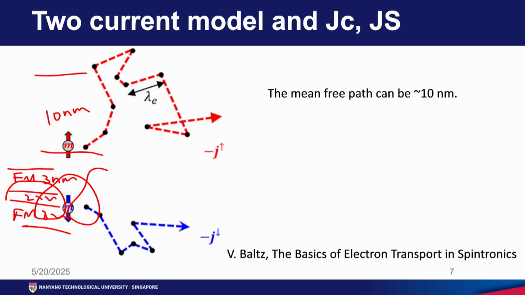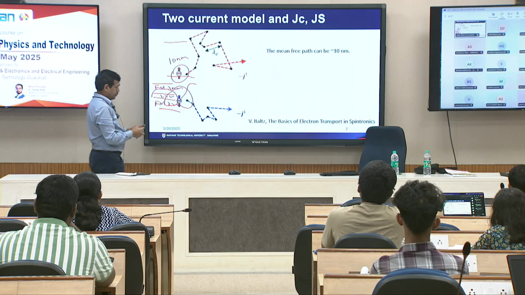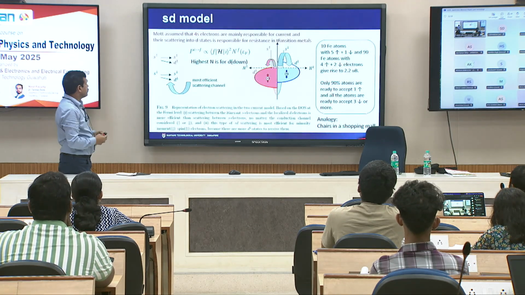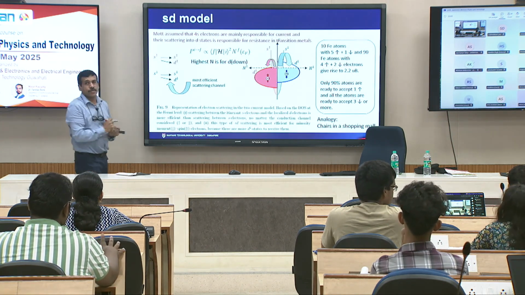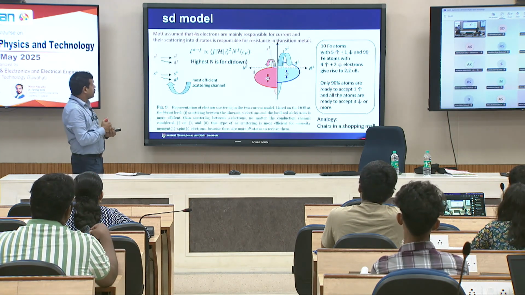Okay, so what is new in this slide is that because of the two current model that we just introduced, now we are looking at two electrons. Spin up electrons go in one path, spin down electrons go in another channel. So that is the first point of Mott's two current model.